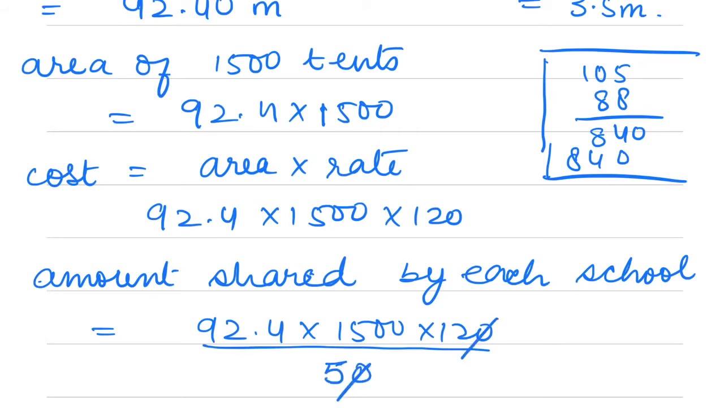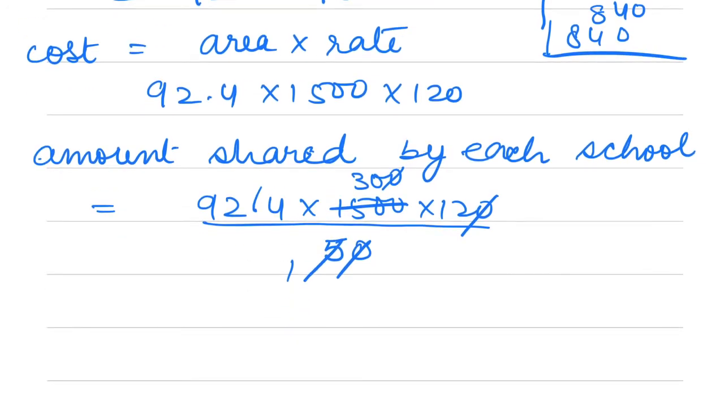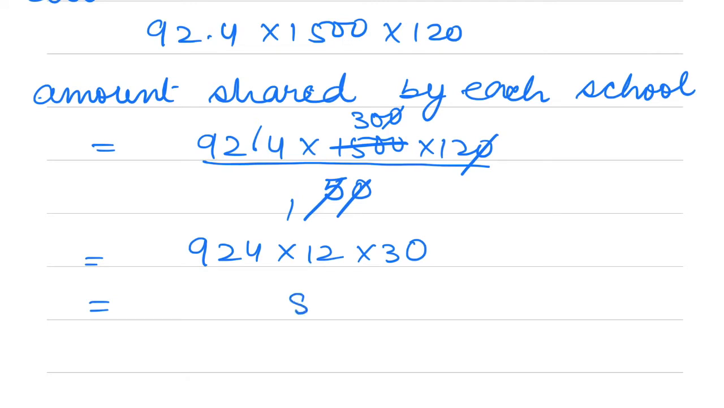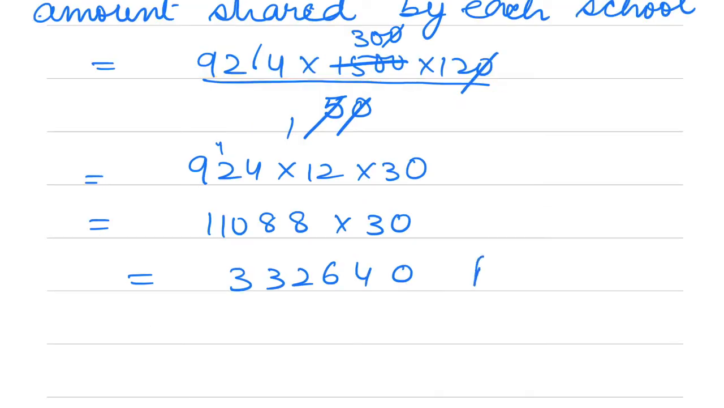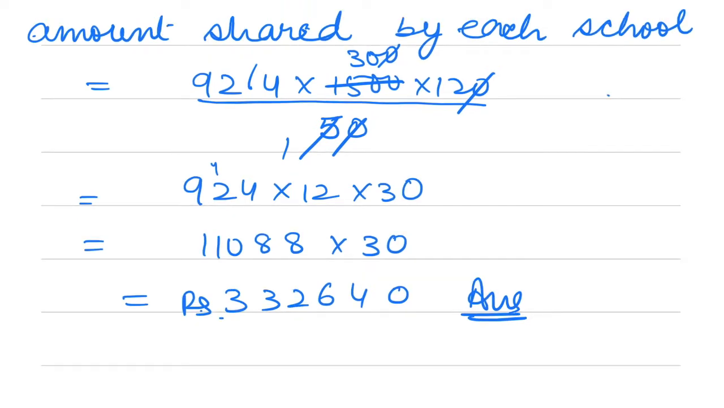So this gets cancelled, and 300 10 gets cancelled for this decimal point. So we have 924 into 12 into 30. So this is equal to 12, 4 into 8, 4 into 2, 8 into 2, 108 and 110 into 30. So this is the answer, rupees. And the value shown here is to help the needy people.